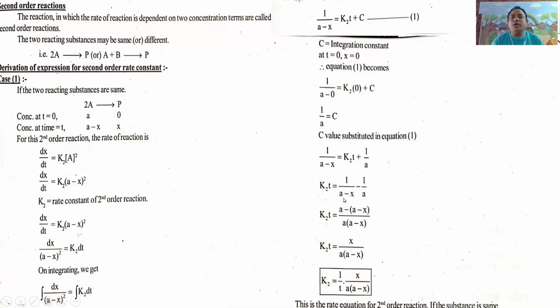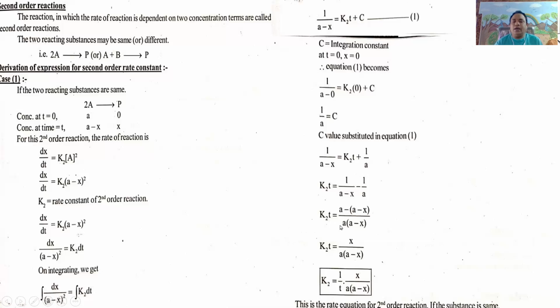K2T equal to 1 by A minus X minus 1 by A. That implies K2T equal to A minus X by A into A minus X. Then K2T equal to X by A into A minus X. Then K2 equal to 1 by T into X by A into A minus X is called second order rate constant equation in which the two similar reactants are participated in a chemical reaction. That is the first case.